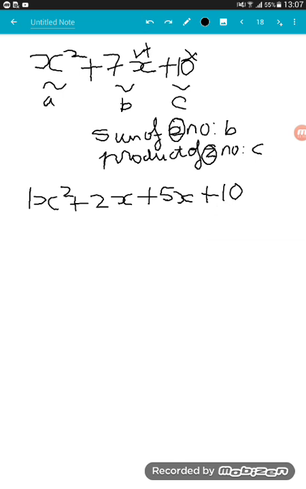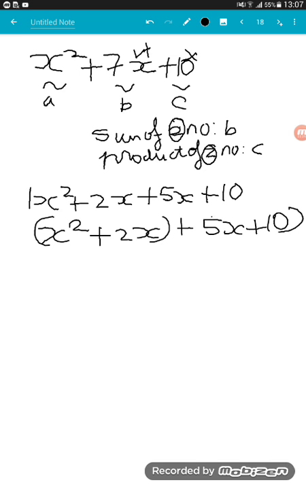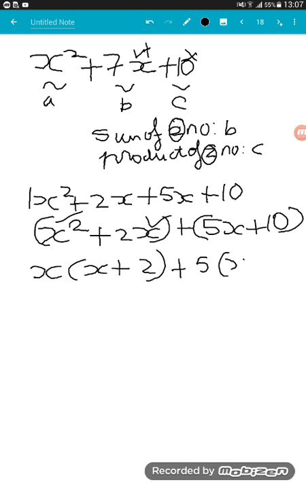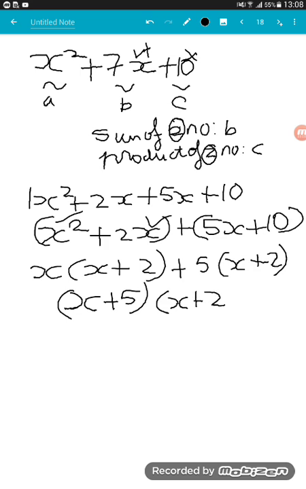So now we will go forward. So we keep x square instead of 1x square, because it is the same. We can put 2x in a bracket, and plus 5x plus 10 in another bracket. We can take x common outside, so inside it will be x plus 2, because here also x and x are common, so outside it will be x. So that's what we did over there. And plus 5 into x plus 2. So x plus 5 into x plus 2. So these are the factors of the polynomial.